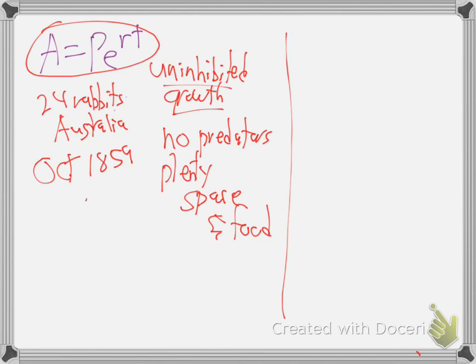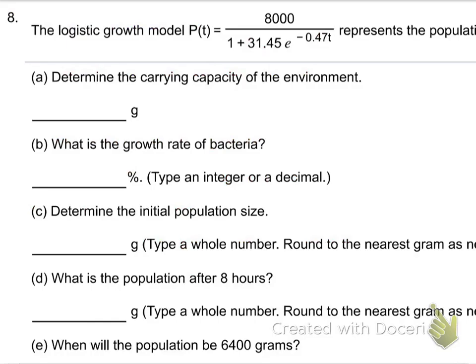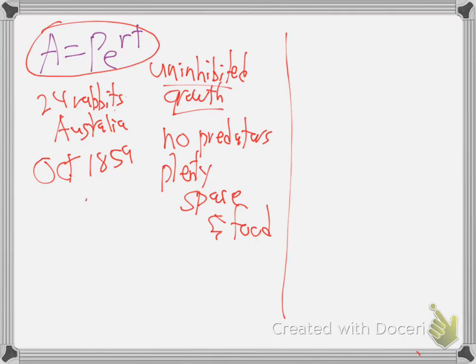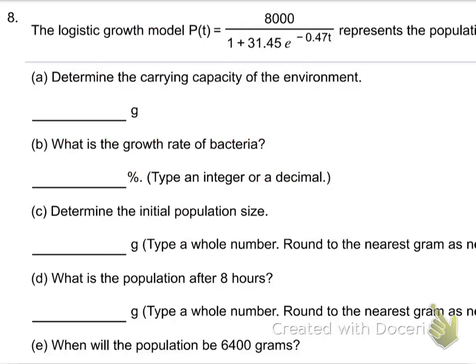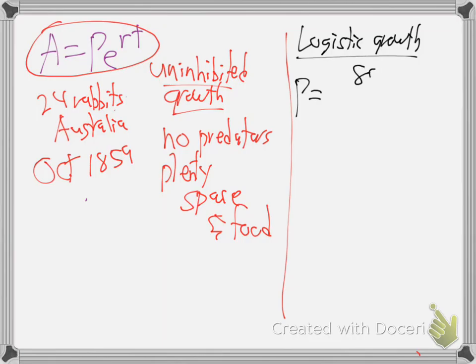All right. Now, when there are predators, that's not typical. More typical is there are predators, limited space, and limited food. So that's what the new formula is for. This one right here is called the logistic growth model. This is number 8. Let me write it first, the logistic growth model. Remember, math is just made up. So they say, well, if there are limited things, then here's a better formula to predict how things are going to go. So what is that, 31.45?